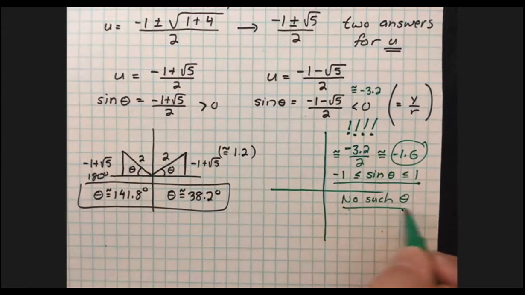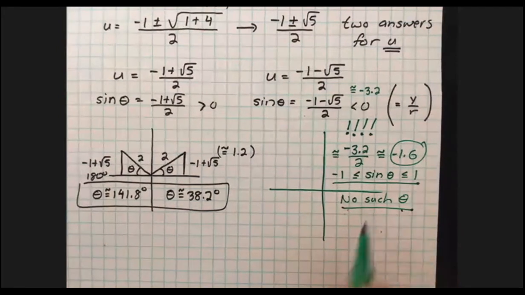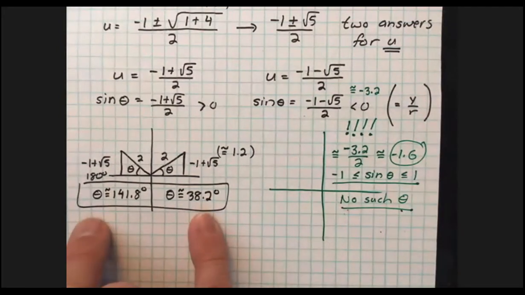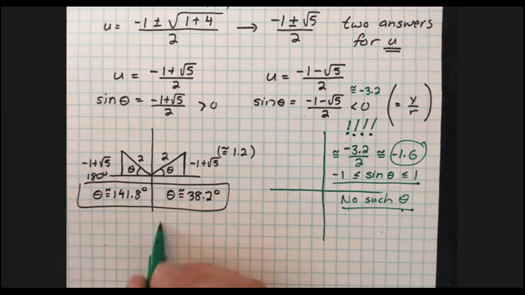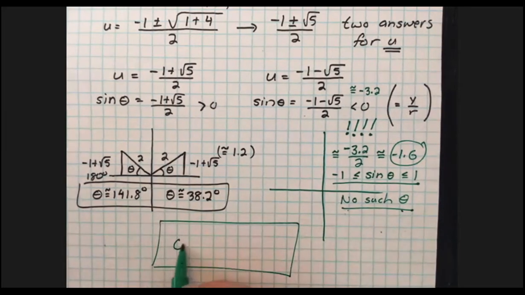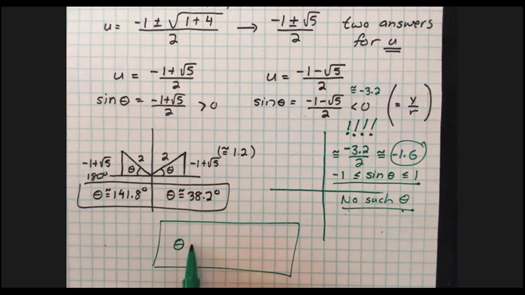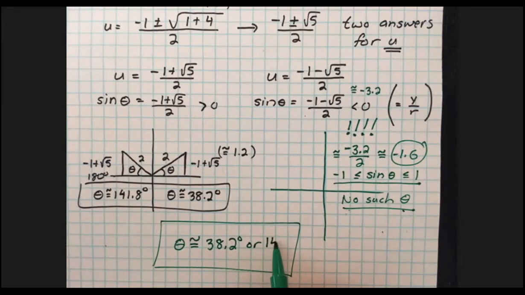There is no such theta. So that means the two answers I found here are the only two answers possible. So final answer, theta is approximately 38.2 degrees or 141.8 degrees.